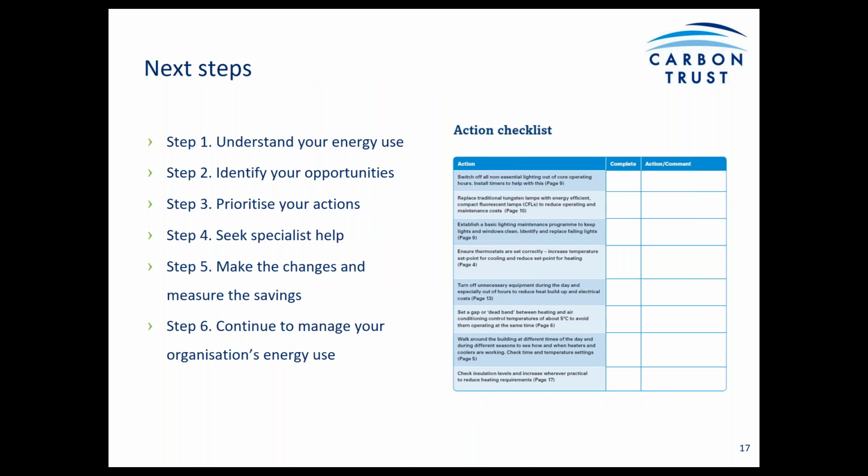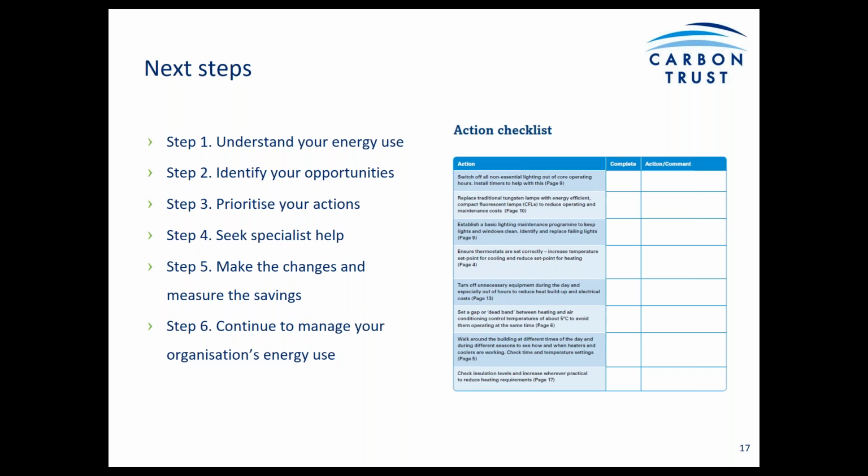So now that we've given some examples of the energy savings that can be achieved, what are the next steps for charity and community groups attending this morning's webinar? Well, we've listed some of these as bullet points here, which I'll briefly run through. The first step would generally be to understand your energy use. As we've described, look at the building and identify the major areas of energy consumption. Then identify the opportunities. Compile an energy checklist like the one shown on the slide here.